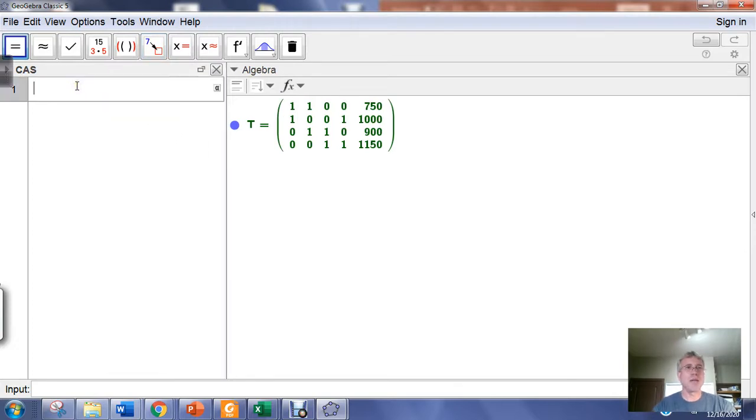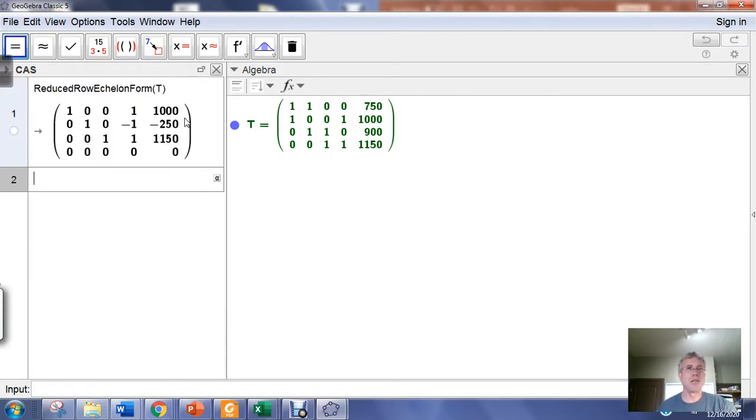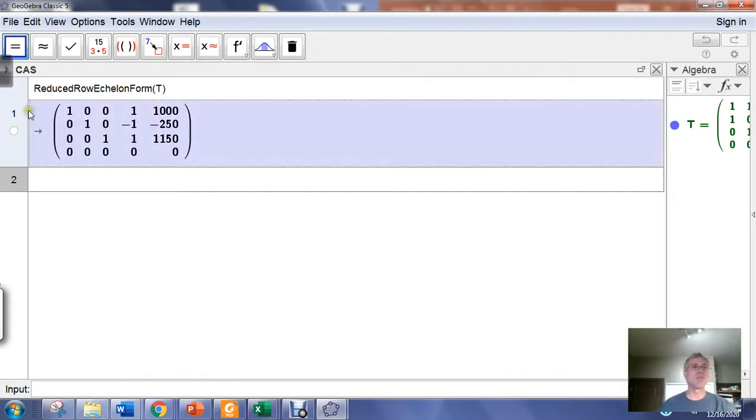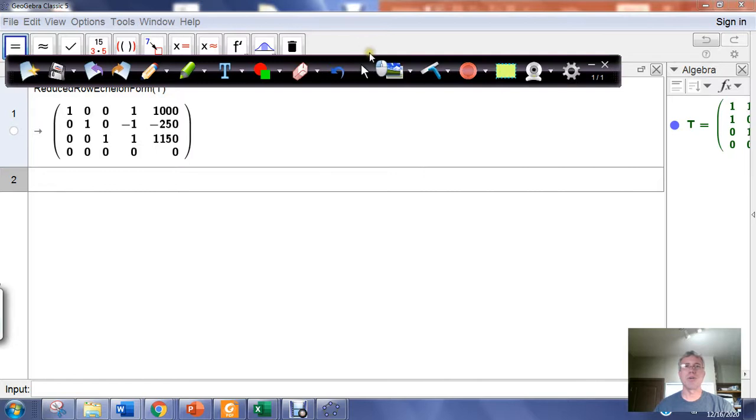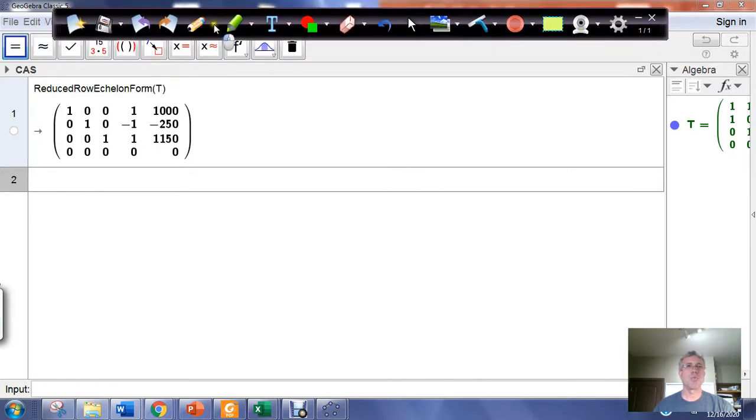I'm going to type in reduced row echelon form to bring up the function. I'm going to input my matrix T. So I input my cap T into the function and hit enter. And now GeoGebra gives me my matrix in reduced row echelon form, and it's up to me to interpret the results. So let's open up a pen tool here so I can write on top of GeoGebra.